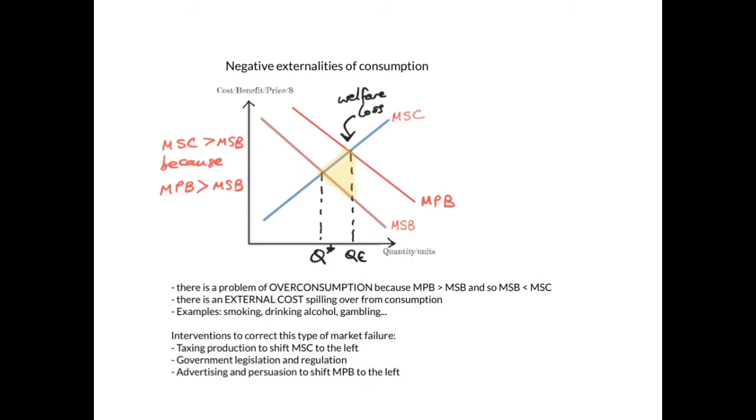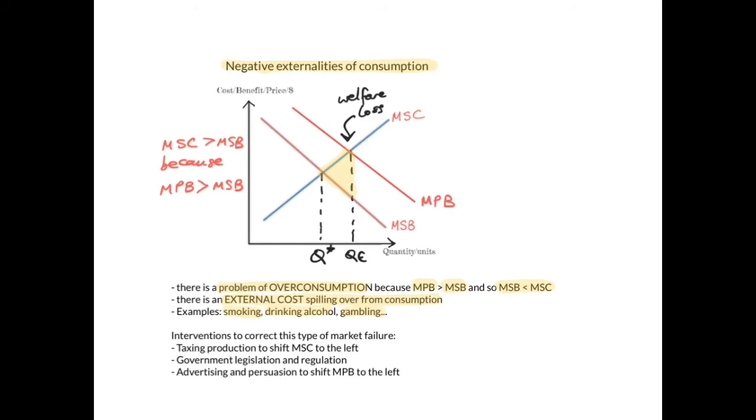Last, but definitely not least, is negative externalities of consumption. Here, there is a problem of overconsumption because the MPB is higher than the MSB. There's an external cost spilling over from consumption. As a result, the MSB is lower than the MSC. Examples are smoking cigarettes, drinking alcohol, gambling. All of these goods and services do not just impose costs on the individual consuming them, but on the rest of society.